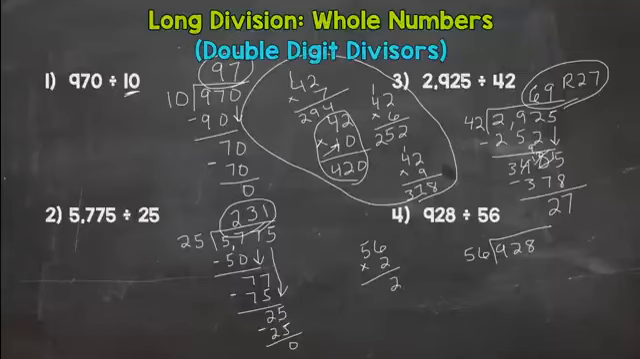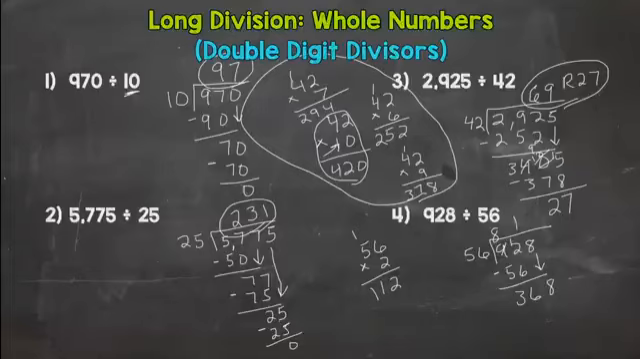6 times 2 is 12. 2 times 5 is 10, plus 1, we get 112. So a little too high, so it's only going to be 1. 1 times 56 is 56. Subtract, get 8. 12 minus 6 is 6. 8 minus 5 is 3. Bring down my 8. So now I have 368.